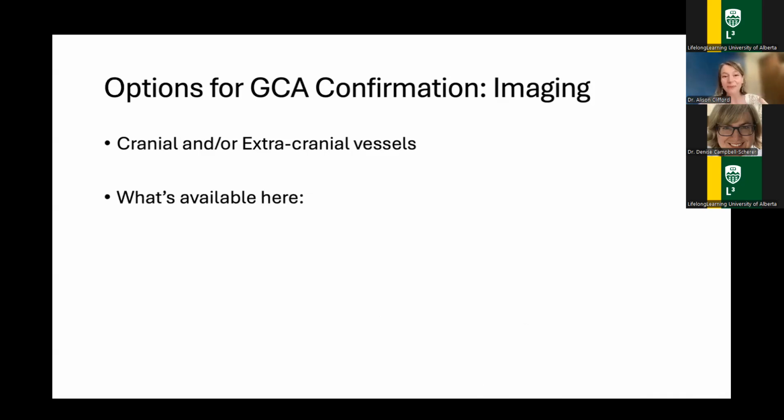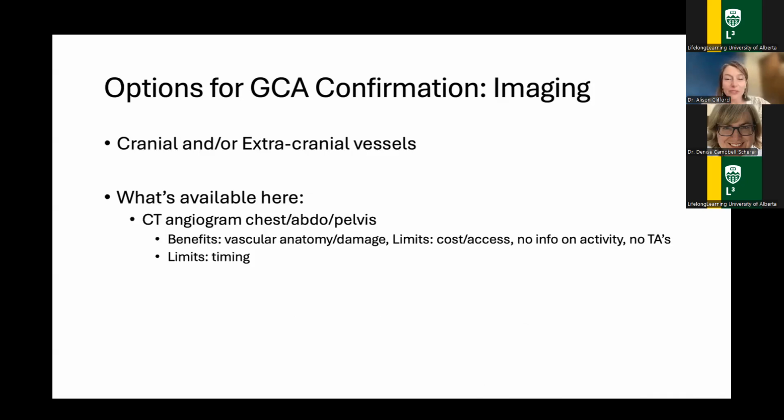When I was thinking about this talk, I was thinking predominantly about Edmonton, but even Alberta-wide, if we think about options for imaging, so things like CT angiogram, chest, abdomen, pelvis, I think this would be pretty widely available. The benefit is you're going to get really nice pictures of your vascular anatomy, and especially those common big vessel targets, so the aorta, the takeoff of the vertebrals and the subclavians. I think the limit of this modality is you're not going to get a lot of information about activity.